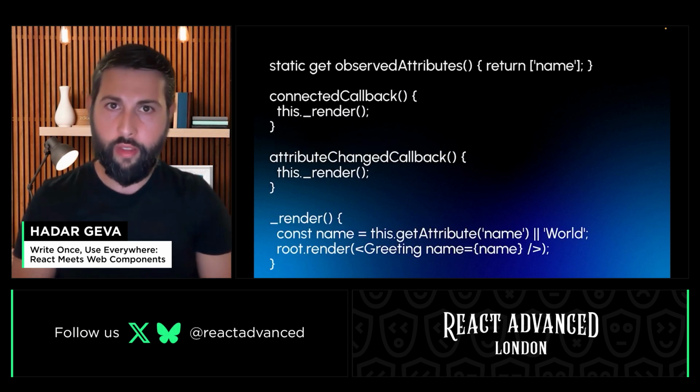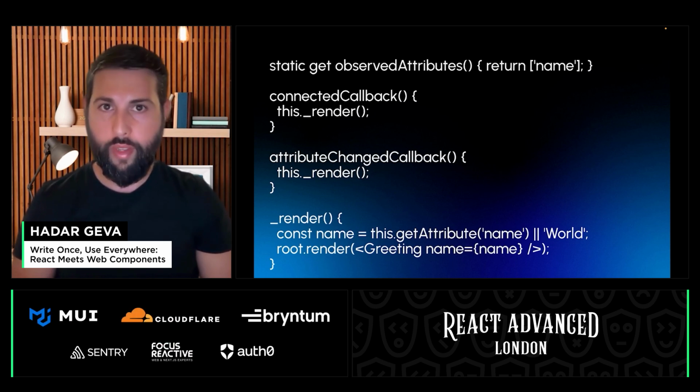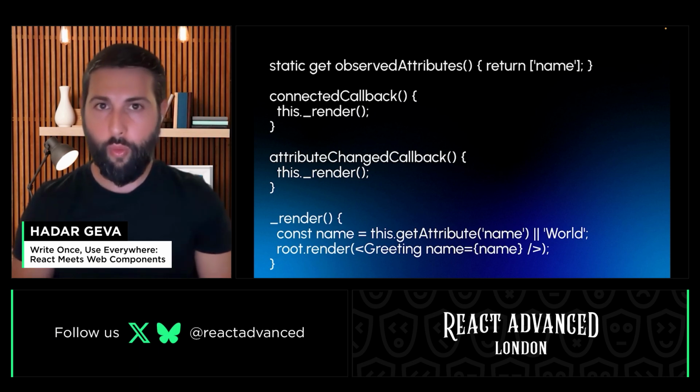So now we're taking it one step further, making our web component dynamic by adding observed attributes. The browser automatically calls attribute change callback whenever one of those attributes changes. In our case, we're watching the name attribute, and every time it's updated, we just call render again and let React handle the UI. That means I can now write greeting element name equals Hadar in plain HTML, and React will re-render with that new name.